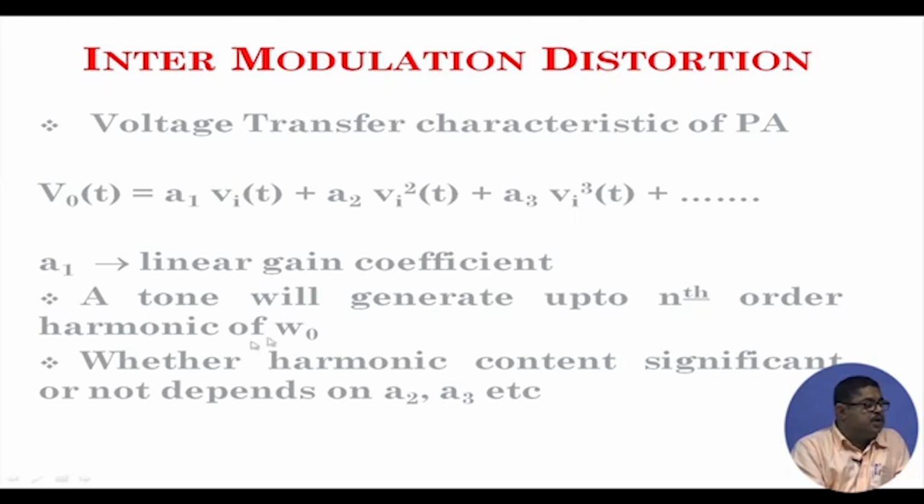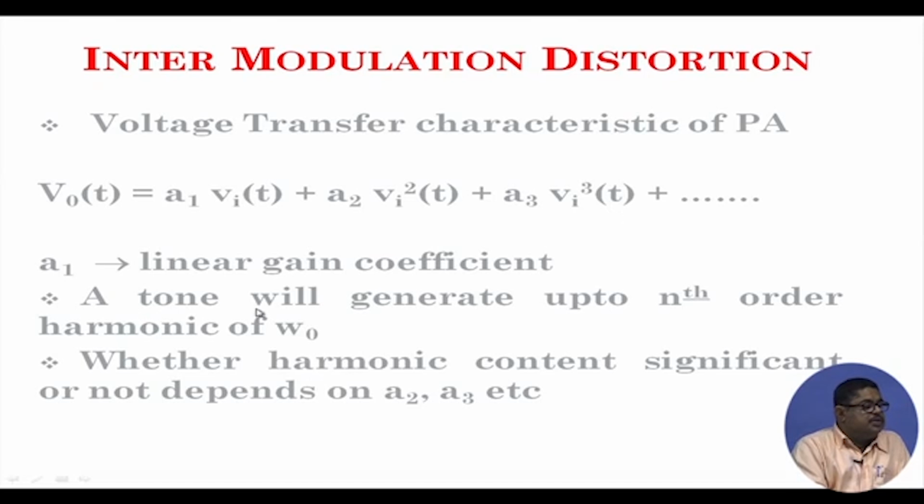A tone will generate up to nth order harmonic. You see that if I have a tone and the system is nonlinear, this Vi square t will make the second harmonic come. Then if I have this Vi cubed, that means if A3 is significant, I will have the third harmonic also generated, because you know that if Vi t is cos omega t, it will generate a cos square. Cos square means there is a cos 2 omega term present. Similarly, if this is present, I will have cos cube. Cos cube means I have cos 3 omega t.